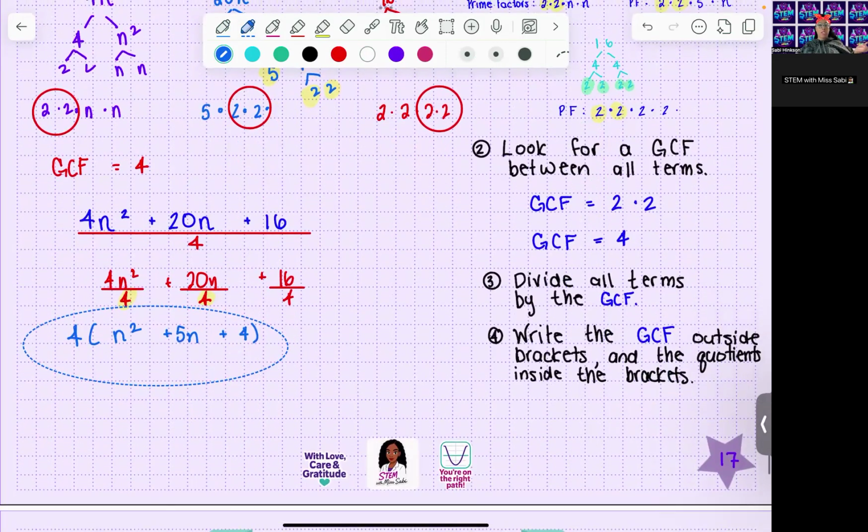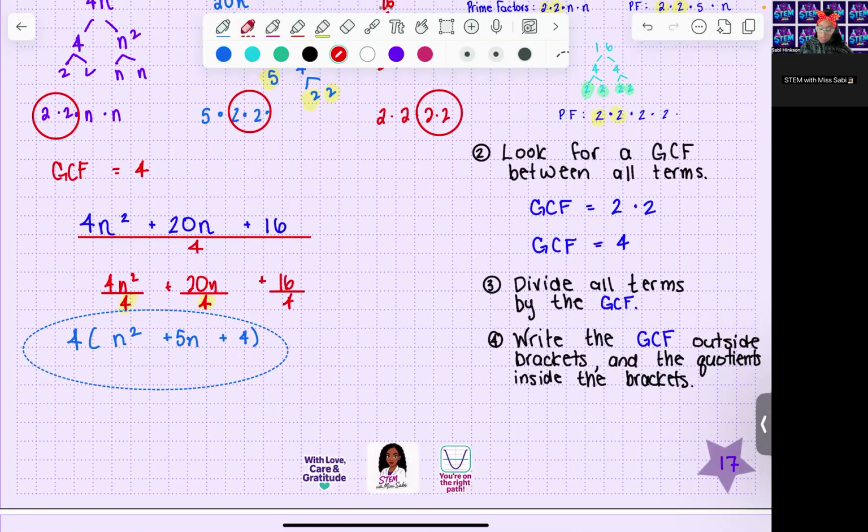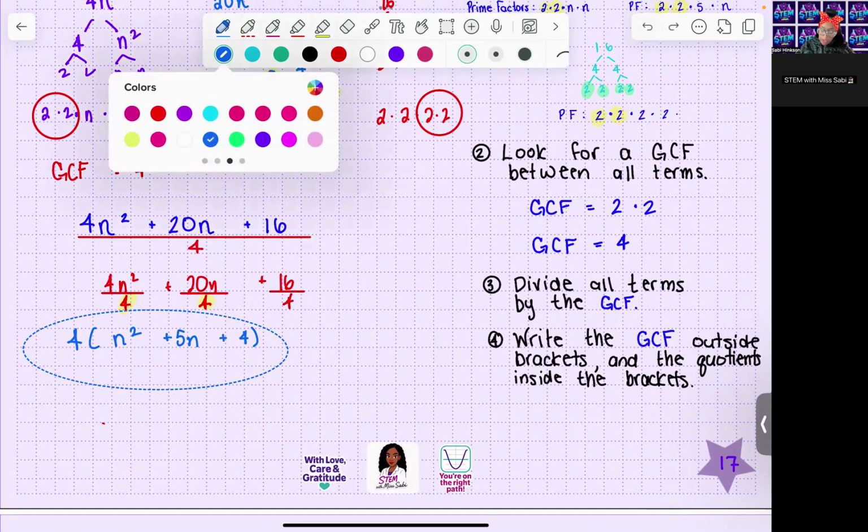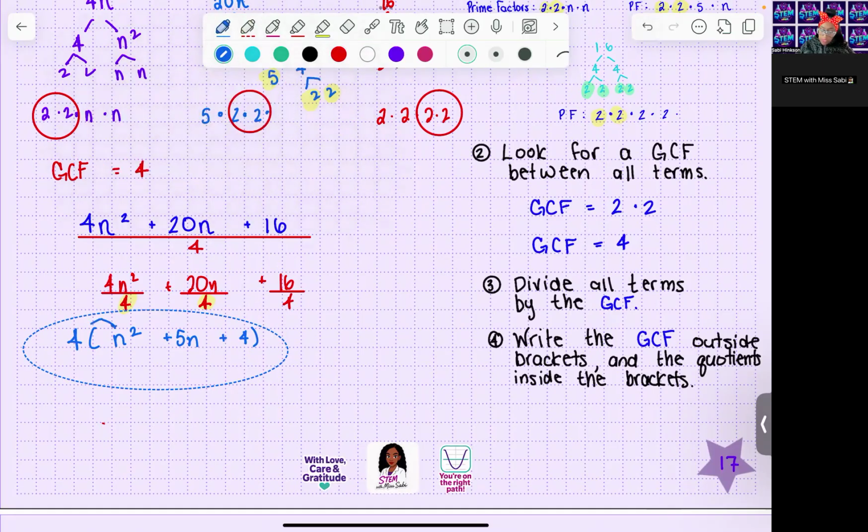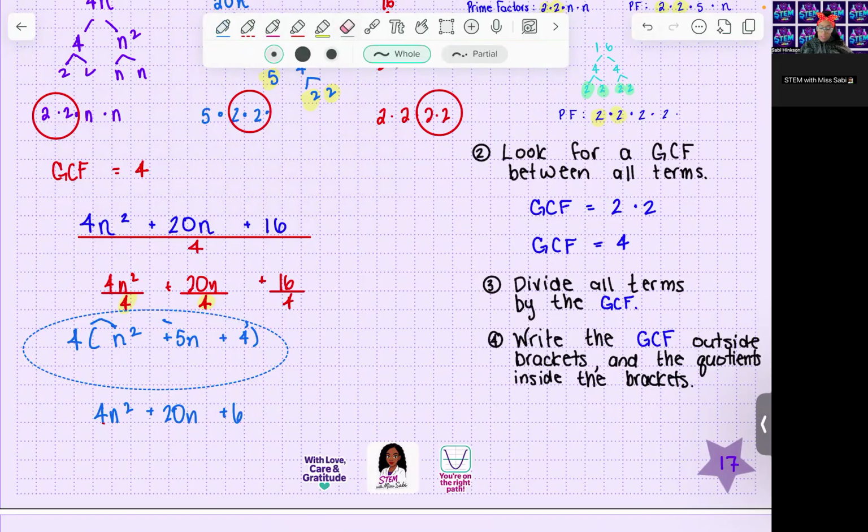If you wanted to check to see if you factored it correctly, just do the math, do the distributive property: 4 times n squared, 4 times 5n, and you should get what you originally started with, 4n squared plus 20n plus 16. So that means we factored it correctly because we got what we originally started with.